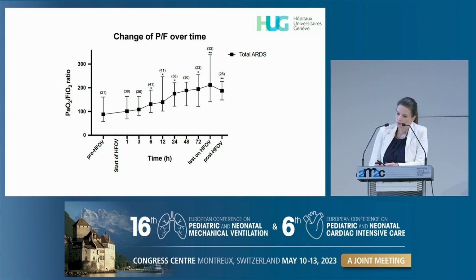We looked at the PF ratio as well. You can see that once the patient started on HFOV, this ratio increased continuously throughout the course of this ventilation. And the last value on HFO was significantly higher than the one before the treatment. And again, the post-HFOV treatment was much higher compared to the previous one on conventional ventilation.